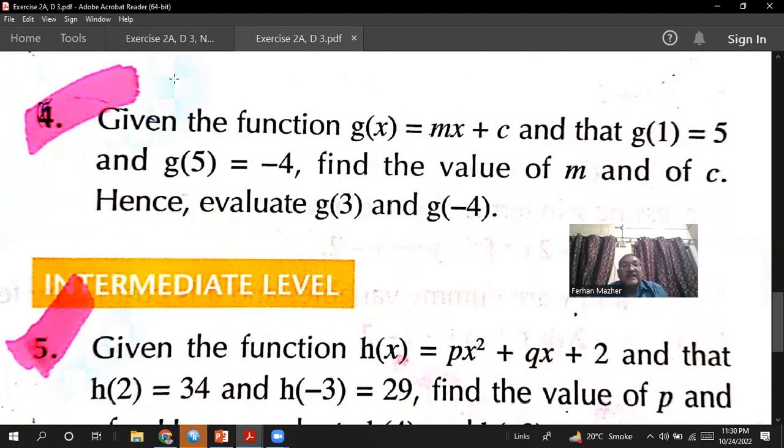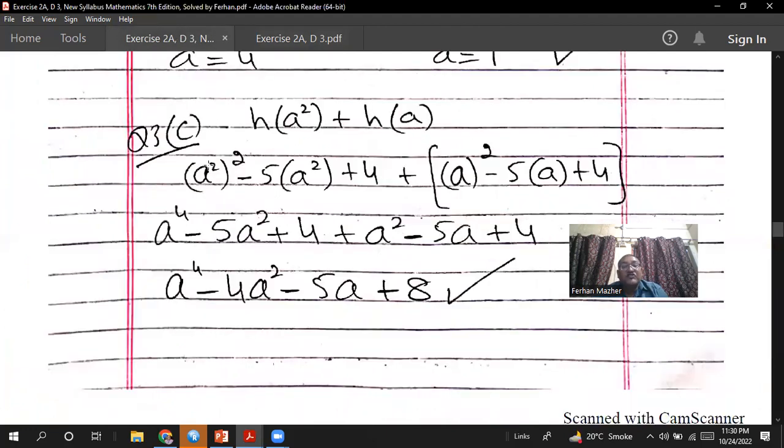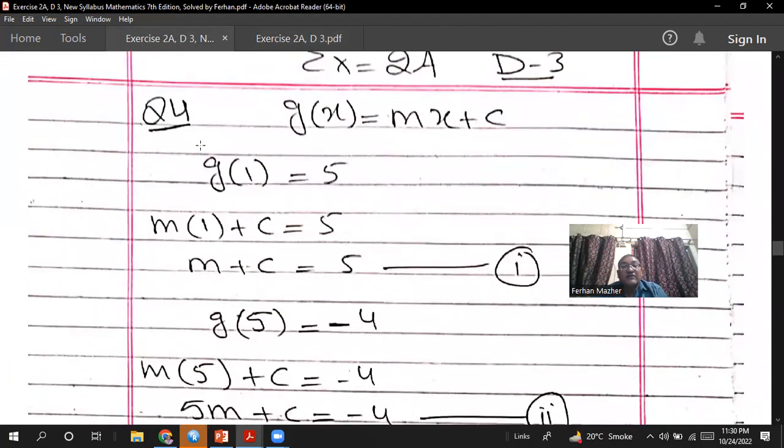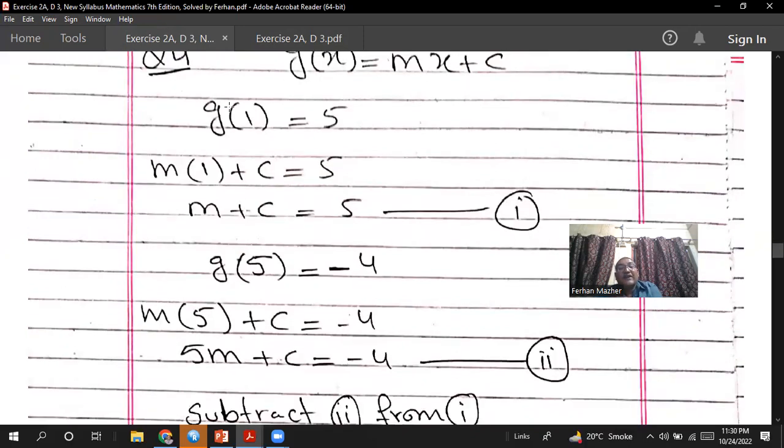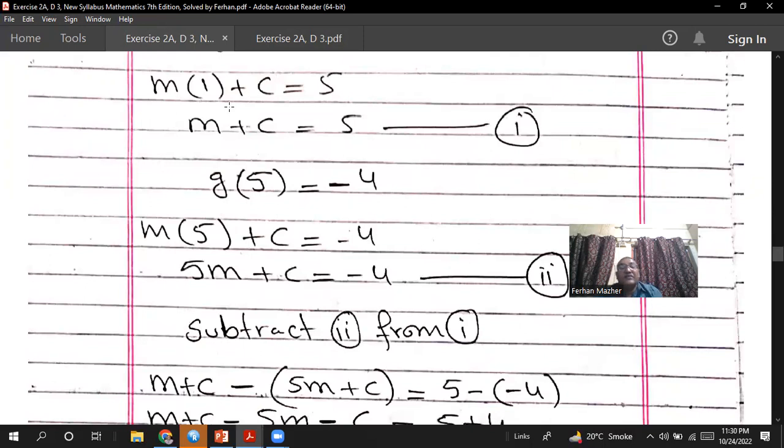So this is that concept in which functions and simultaneous equations come together. So g of x is equals to mx plus c, when g of 1 is equals to 5. That means substitute the x with 1. So m multiply 1 plus c is equals to 5. So m plus c equals to 5. So that is your first equation. Then g of 5 is equals to minus 4. So it means m multiply with the 5 plus c equals to minus 4. So it means 5m plus c is equals to minus 4.